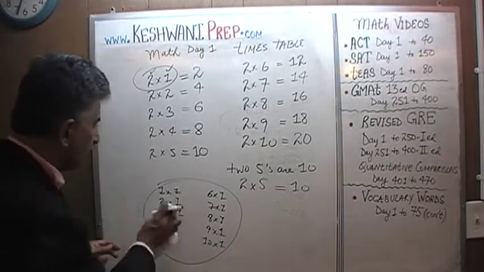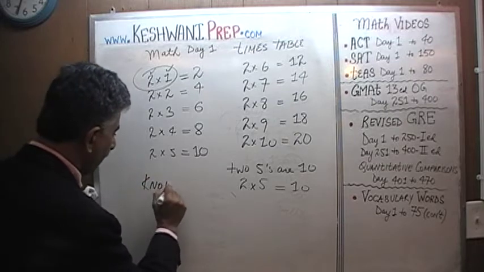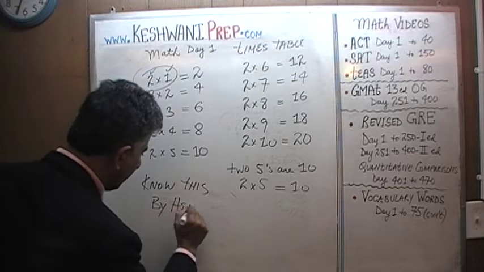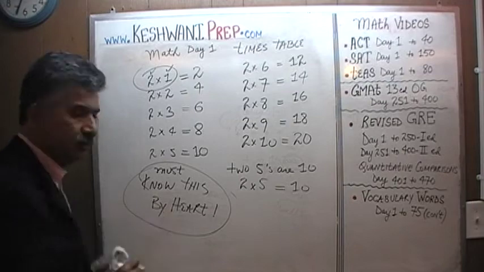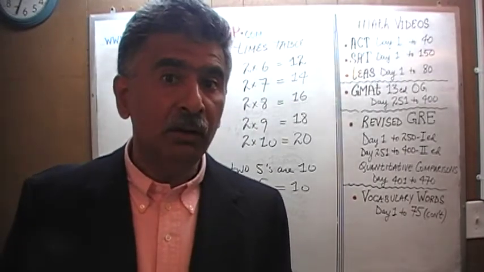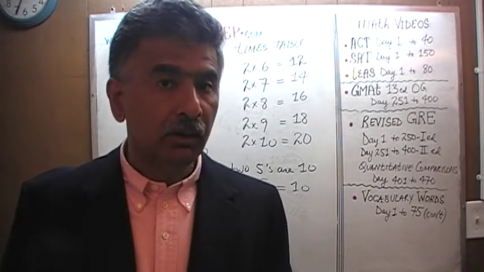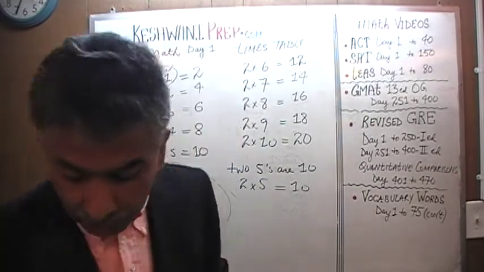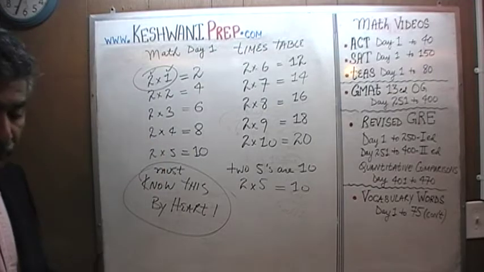Let's make a note here to remind ourselves so that we know this. Know this by heart. You must know this by heart. In other words, we're going to memorize it. We're going to commit it to our memory. What are we going to do? We are going to commit it to our memory. In other words, we can memorize it. The times table of 2. Tomorrow we'll do 3, and then 4 and 5 and all the way up to 12.